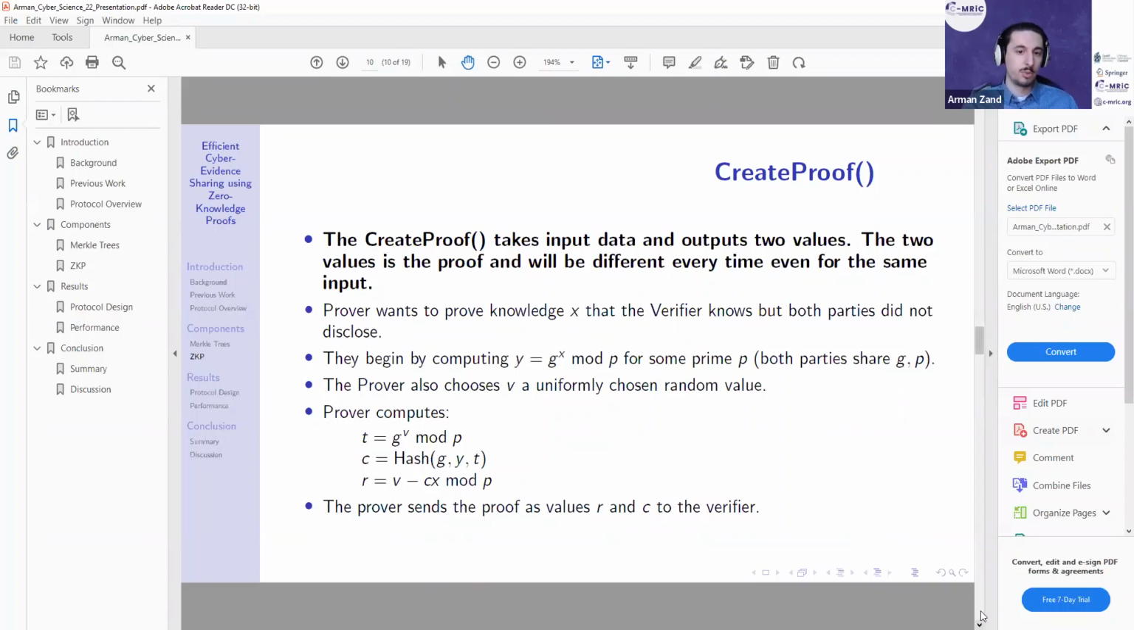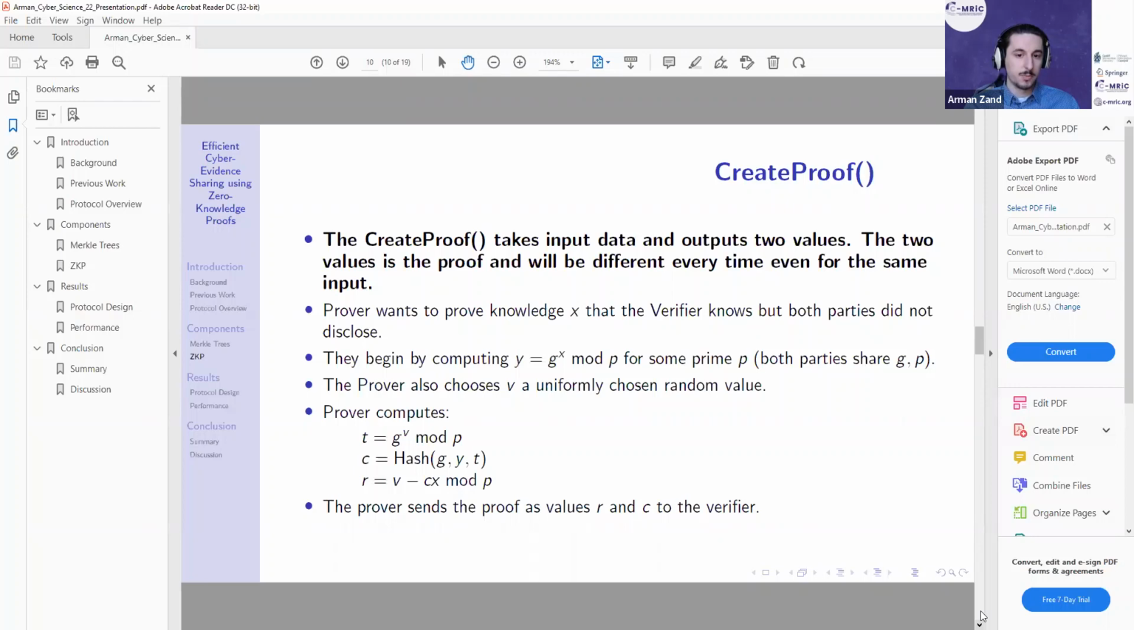So a create proof function takes input data and outputs two values. The values are the proof and will be different every time, even for the same input. The prover and the verifier will want to prove some knowledge X. So if you know a bit about modular exponentiation, it's fine, but don't worry, you just need to know the high level description of the function.